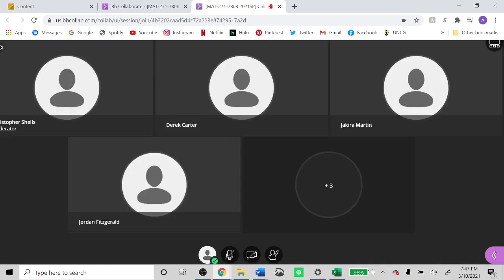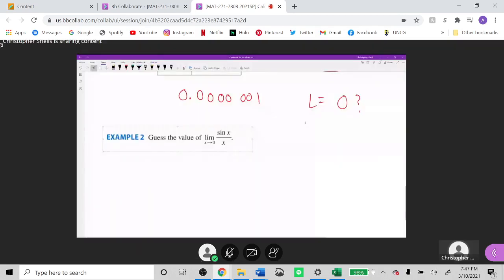So let's go back here. Math 271. So this is equal to 1. This guess actually is correct, and we're going to prove that in chapter 3. Cool.